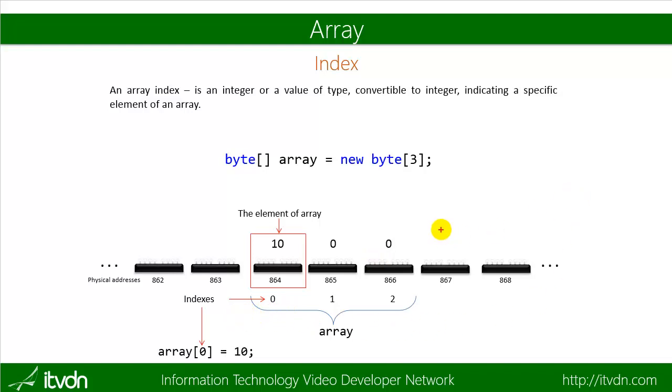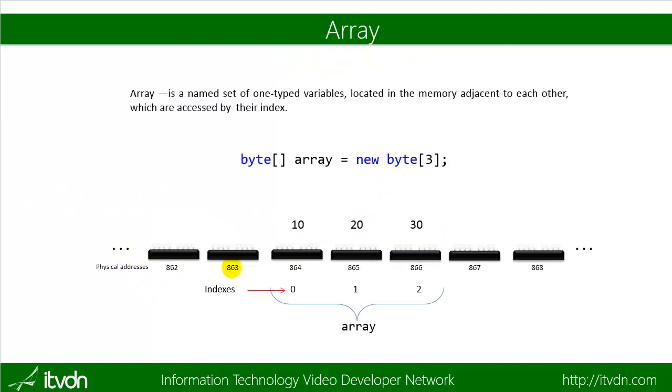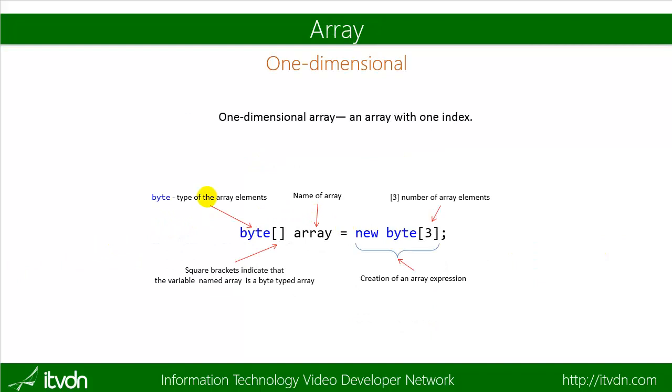Now, let's move on to the next slide and see something else. Here we have 1-dimensional array. What does 1-dimensional array mean? It's an array with 1 index. We mean 1 index here, 1 dimension, just one linear dimension.